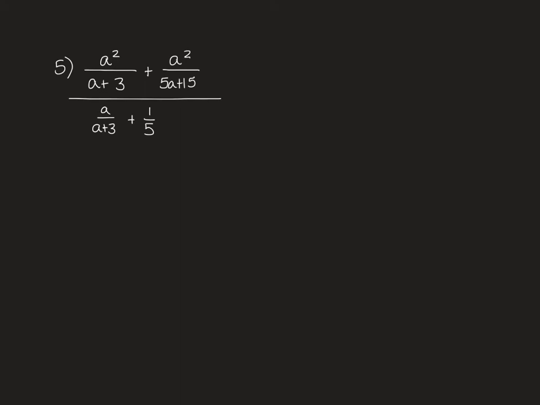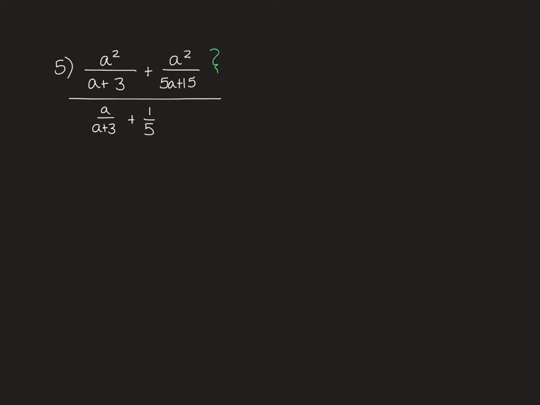All right, last example. This is the big kahuna. I have a squared divided by a plus 3 plus a squared divided by 5a plus 15, all divided by a divided by a plus 3 plus 1/5. So we need to get one big fraction in both the numerator and denominator. So I'm going to take the numerator and denominator separately.